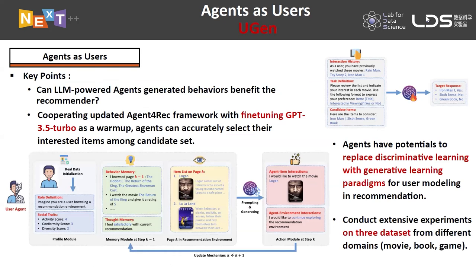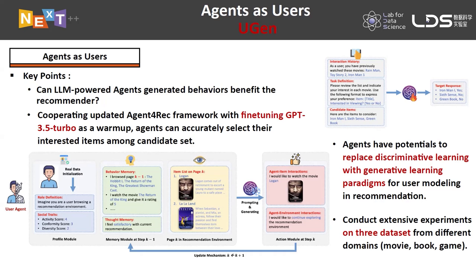The second work is Agent4Rank, and the last work, iEvaLM or rather Agent4Rec, just does large language model inference with no fine-tuning, no retrieval, and no retraining. And the third tool uses user behavior interaction data to fine-tune GPT-3.5 Turbo with a warm-up. Then the agent can select their interesting items among the candidate sets. So the agent has the potential to replace discriminative learning with generative learning paradigms for user modeling and recommendation.